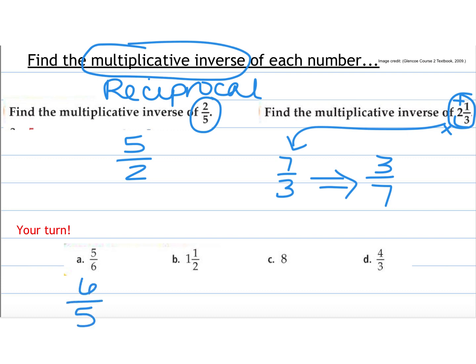Try the next one on your own, or the next few, and then come back and check. 1 1/2 is the same as 3/2, so the multiplicative inverse would be 2/3. 8 is the same as 8/1, so the multiplicative inverse would be 1/8. And then 4/3 would be 3/4. We need to know what the reciprocal of these things are because we have to use it when we're solving the equations that are coming up for us.